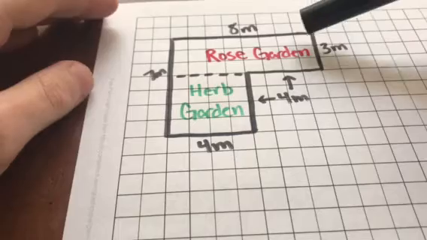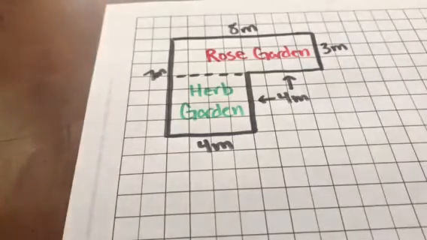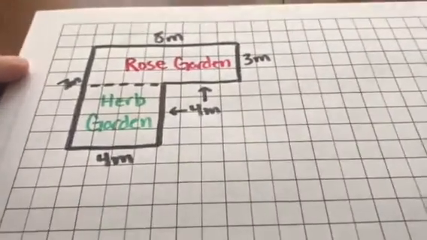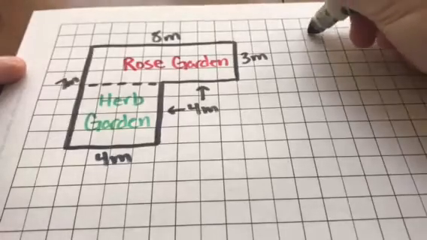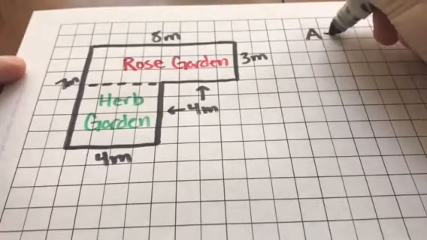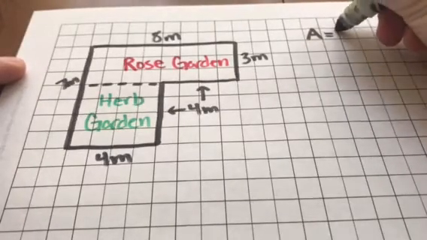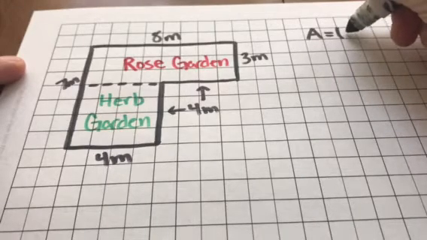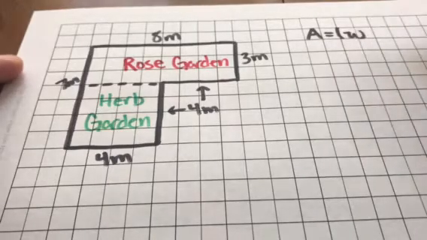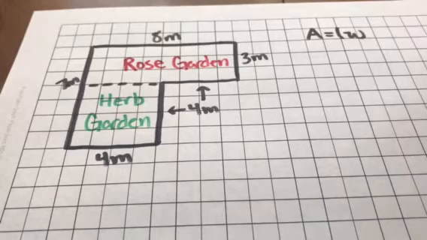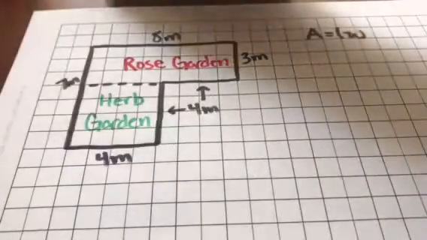So what we're going to do is we're going to use our area formula, which is A, or area, is equal to length times width, right? And if we don't remember that, that's on our reference sheet that we'll have during the FSA. So we're going to find the area of the rose garden first.